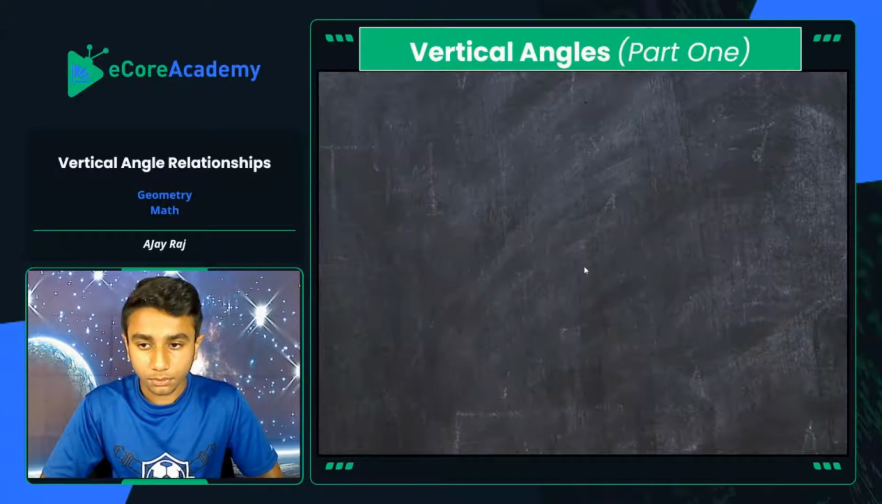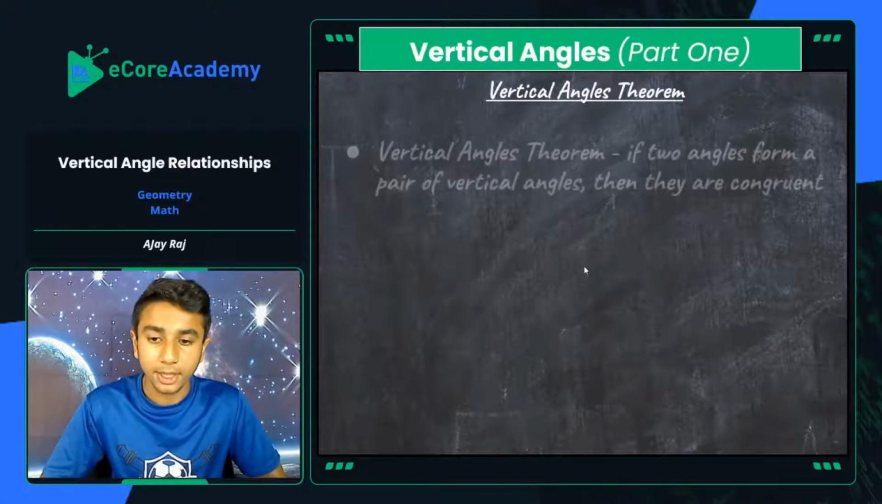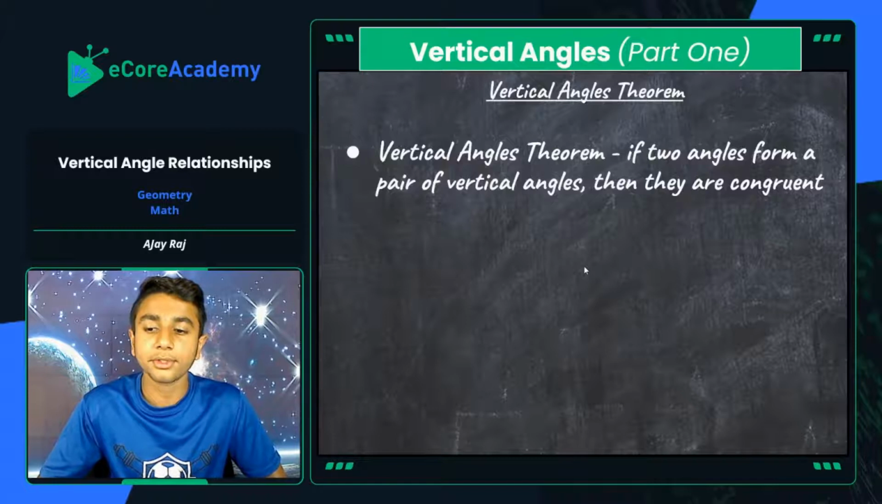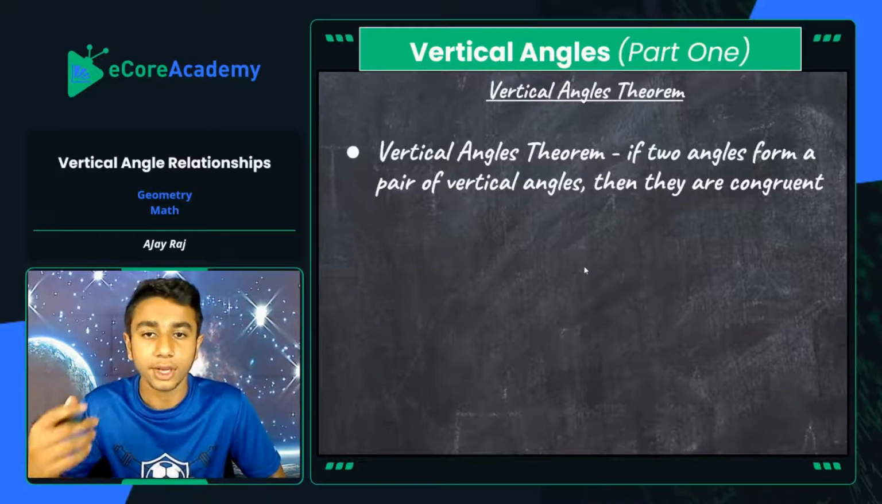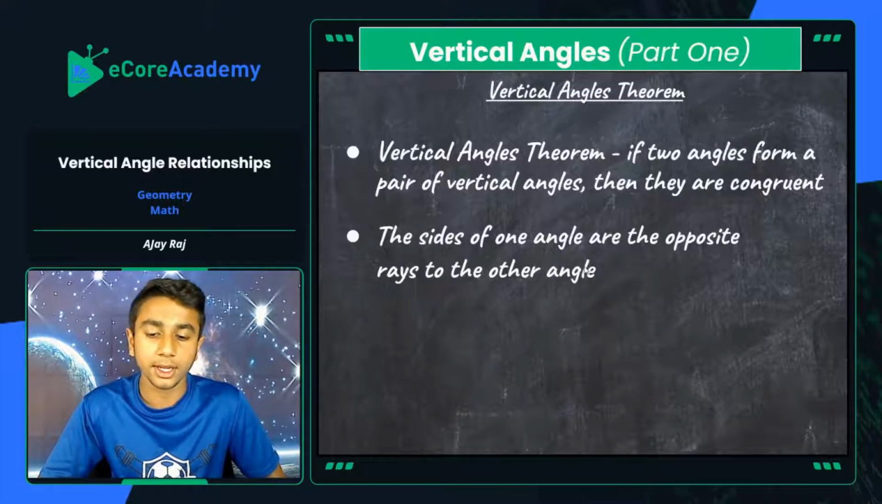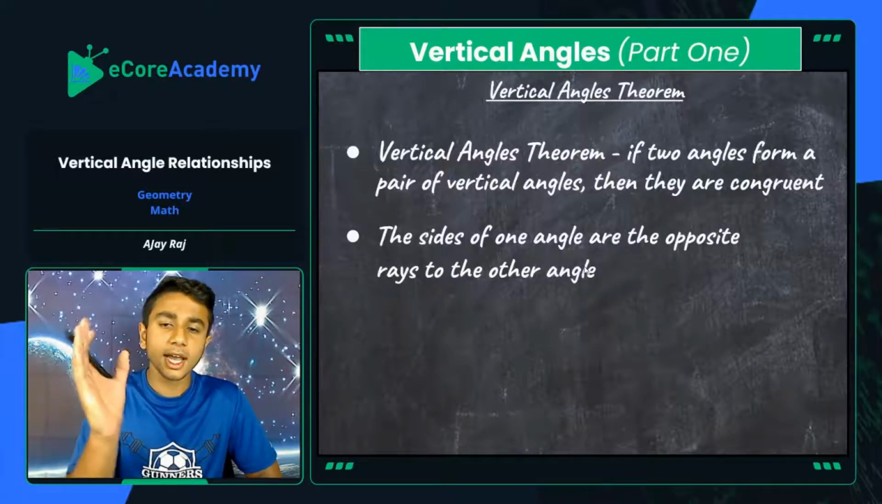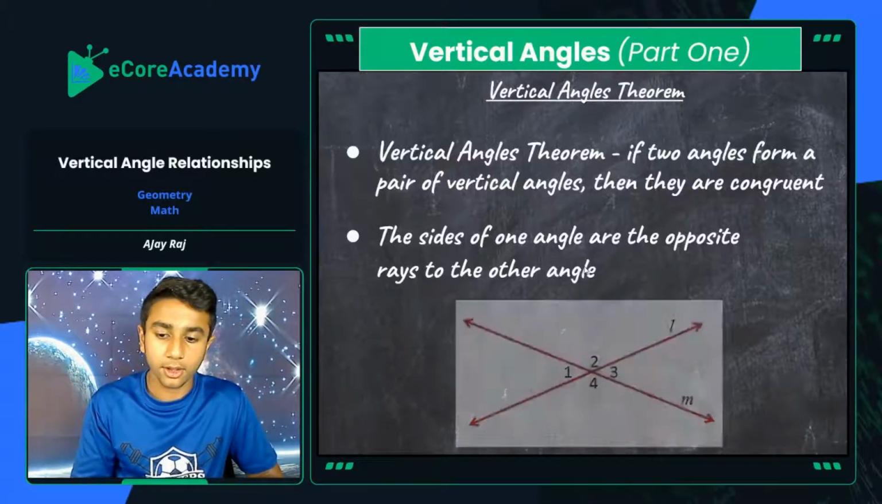So let's move on. Vertical angles part 1, and we're going to look at the vertical angles theorem. After looking at the definition of vertical angles, we can actually consolidate and prove a theorem. The vertical angles theorem states that if two angles form a pair of vertical angles, like I showed you here with 1 and 3 and 2 and 4, then they must be congruent, meaning that two vertical angles must have the same exact measure in degrees. And the sides of one angle are the opposite rays to the other angle, meaning one side here is going to be the continuous ray in the opposite direction for each and every vertical angle pair. And I'm going to show you this here.